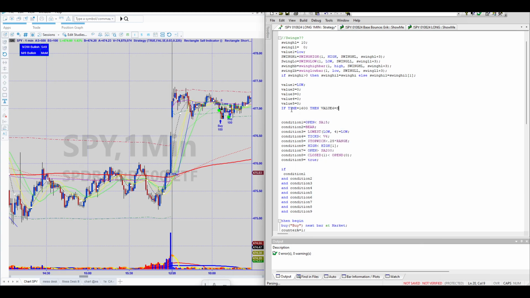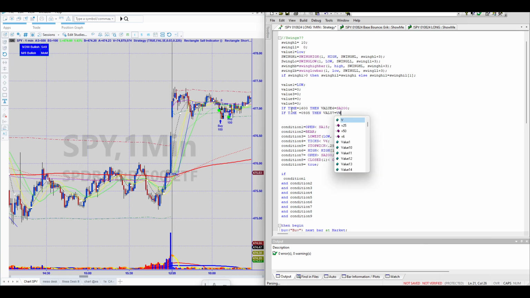Okay, and we're going to say if time equals 0935, then value7 equals VWAP.